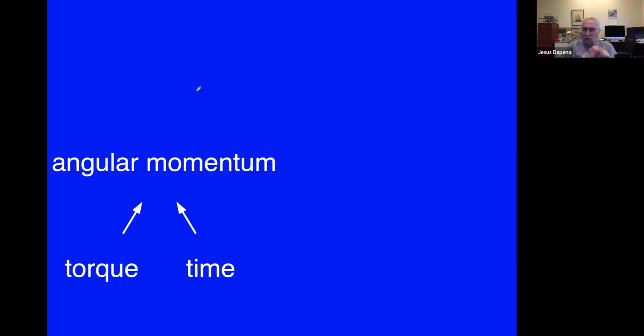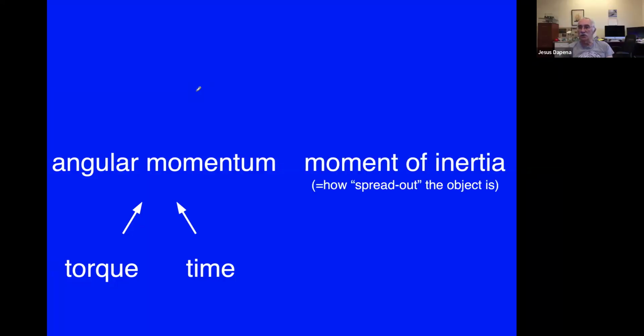If you have a lot of angular momentum, your tendency is to rotate fast. If you have very little angular momentum, the tendency is to rotate slower. But angular momentum does not completely determine the speed of rotation. There's another factor called the moment of inertia.